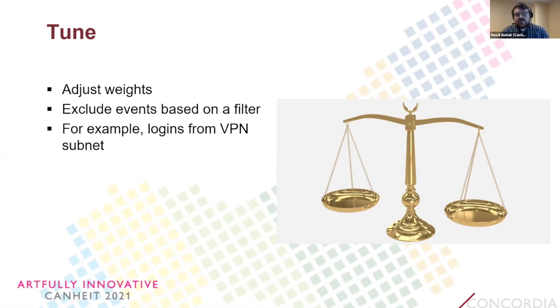But similarly, if you're scoring on behavioral indicators such as journal access, you would want to be sure to include the behavior from the VPN subnet. So be careful how you're filtering events. You don't want to filter to tune one indicator, but negatively affect another indicator.